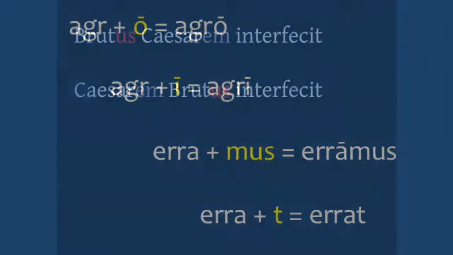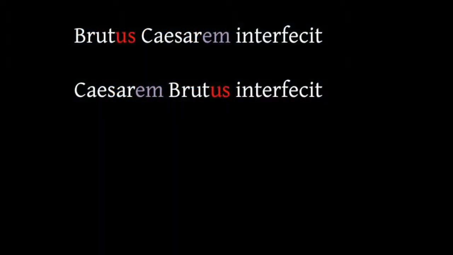So let us take a look at two sentences. And you'll notice here that the endings are exactly the same. Brutus Caesarem interfecit. It means Brutus killed Caesar. And again, in the second sentence, Caesarem Brutus interfecit. Now the key here is that the endings are the same. Brutus has the same ending in the first and second sentence. Caesarem has the same ending in the first and second sentence. And interfecit, of course, remains the same. If the endings do not change, the meaning of the sentence does not change. So both of these sentences mean the same thing.